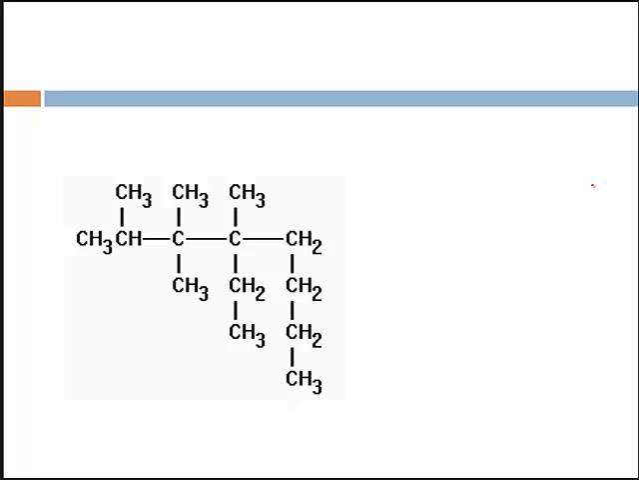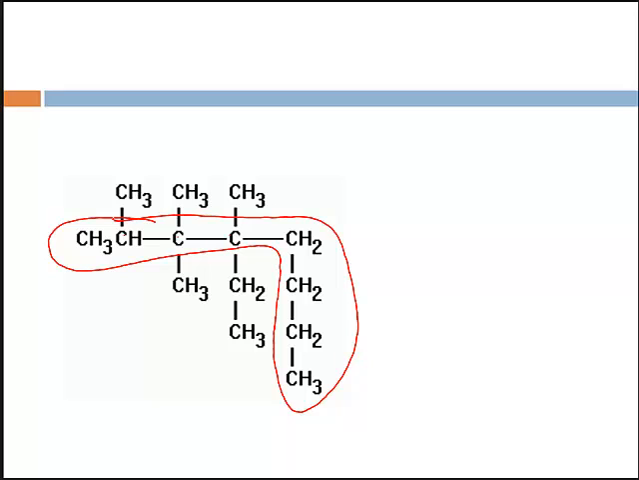Alright, this is our last example. Find the longest chain. 1, 2, 3, 4, 5, 6, 7, 8. Once you've done enough of these, they start kind of jumping out at you. So it really just takes practice. So 8 carbons is oct, all single bonds, so octane.